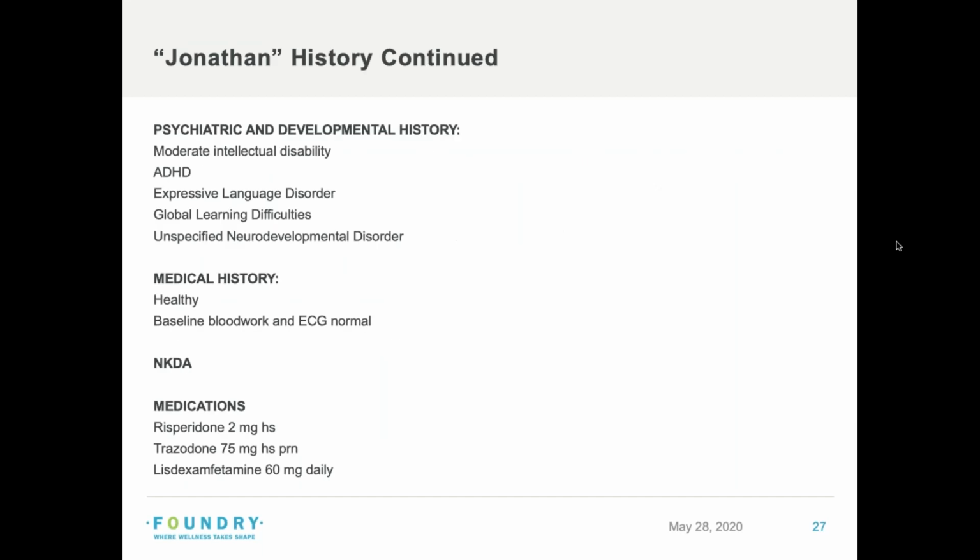So a little bit more about Jonathan, his psychiatric and developmental history. He has a moderate intellectual disability. He also has learning disabilities with expressive language and global learning disabilities. He has ADHD and also an unspecified neurodevelopmental disorder. Quite a vulnerable young guy. Medically, he's healthy, and his baseline blood work and ECG were also normal. At intake, his medications were risperidone 2 milligrams, trazodone 75 milligrams at bedtime as needed, and lisdexamfetamine 60 milligrams daily.